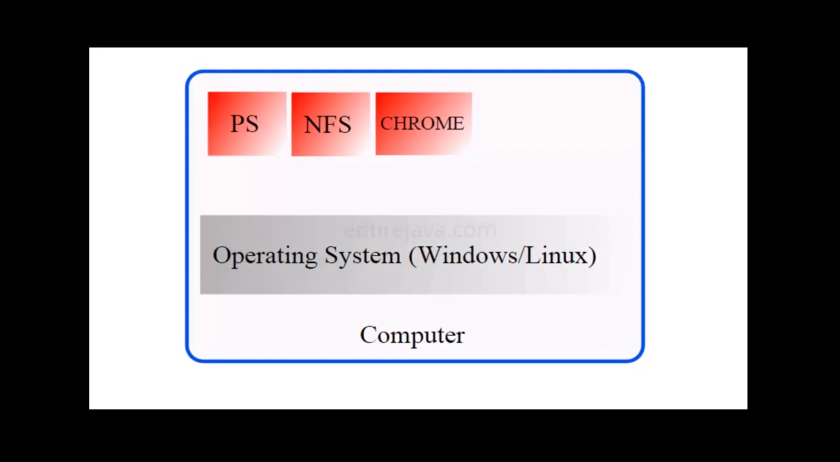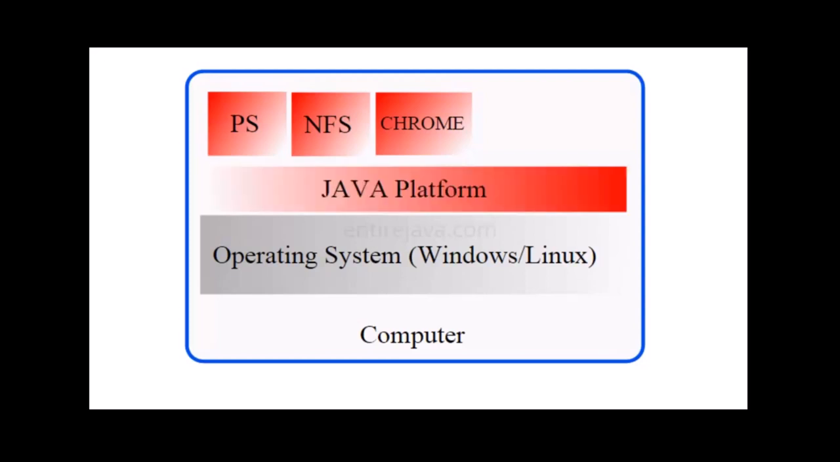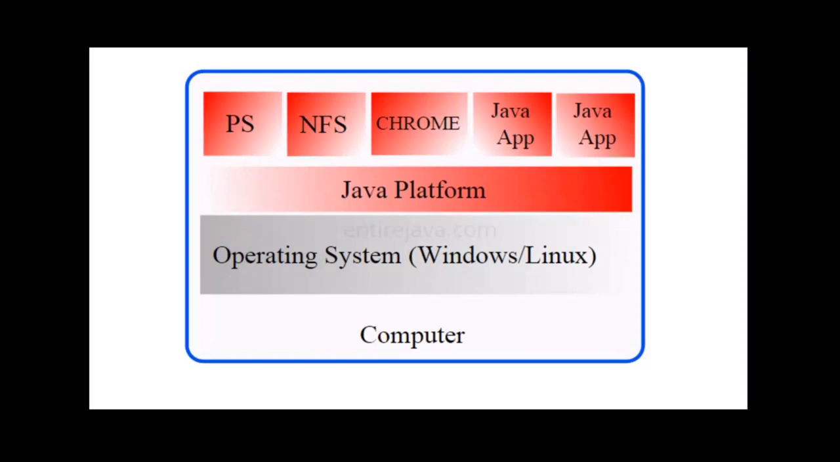So just as operating system is there to run applications like Photoshop, NFS and Chrome, Java platform is there to run Java programs or Java applications. Except Java platform is installed on operating system just as any other software. And this is the very reason why Java is said to be portable. We'll talk about portability later.